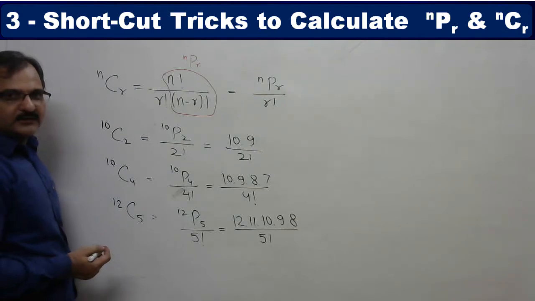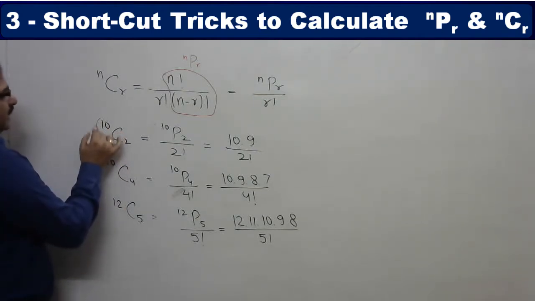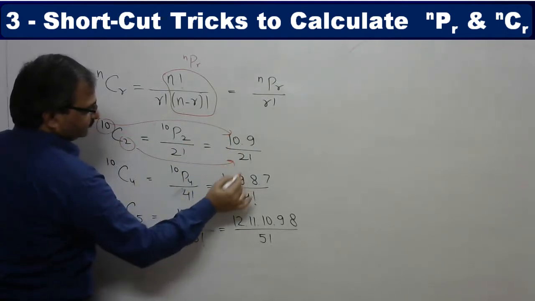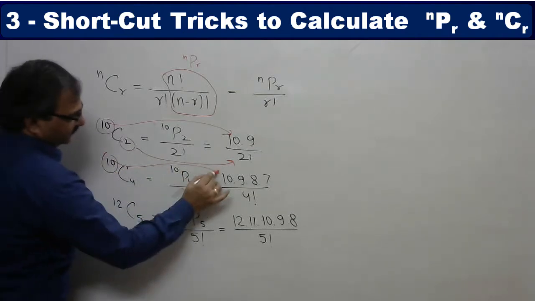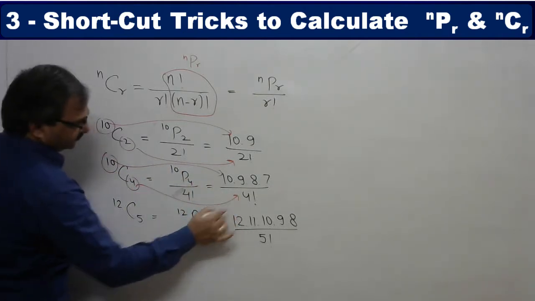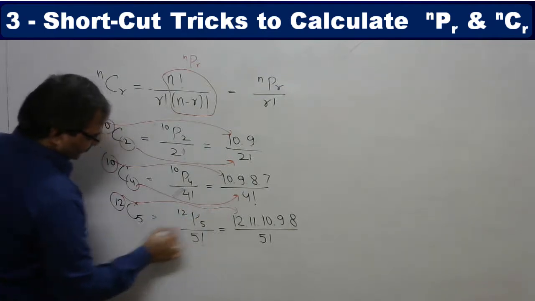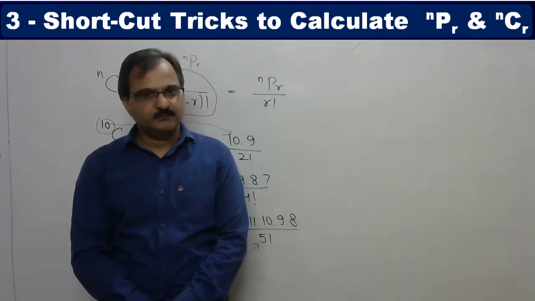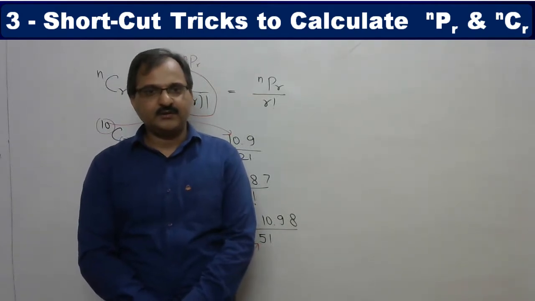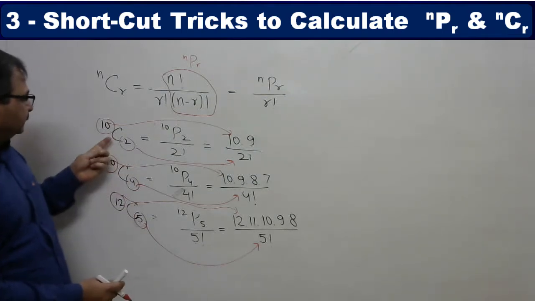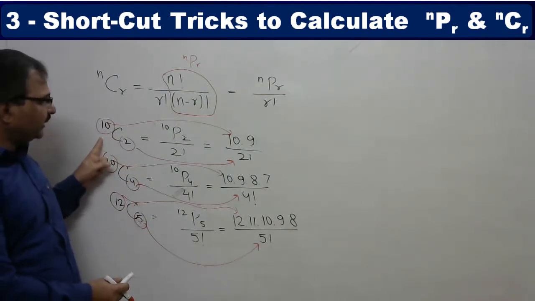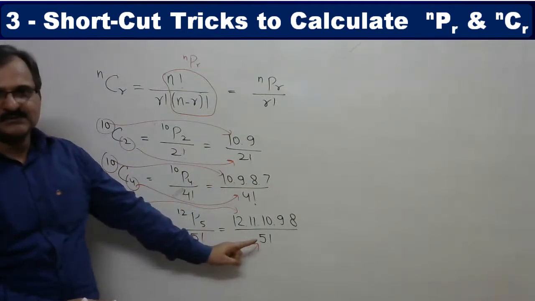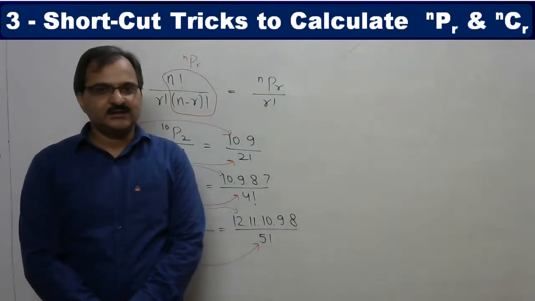Now again, think as a young mathematician, how this 10 is related to this and how this 2 is related to this. How this 10 is related to this and how this 4 is related to this. How this 12 is related to this and how this 5 is related to this. So my young mathematicians, pause your video here, think of the trick. What is the pattern for arriving directly from this expression to this expression? It should be the same in all three examples, and come back with your answer.